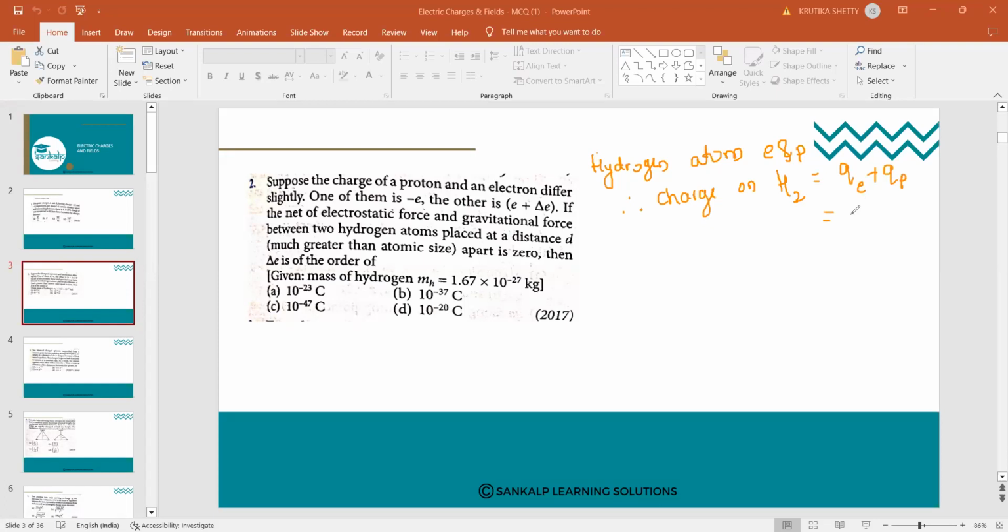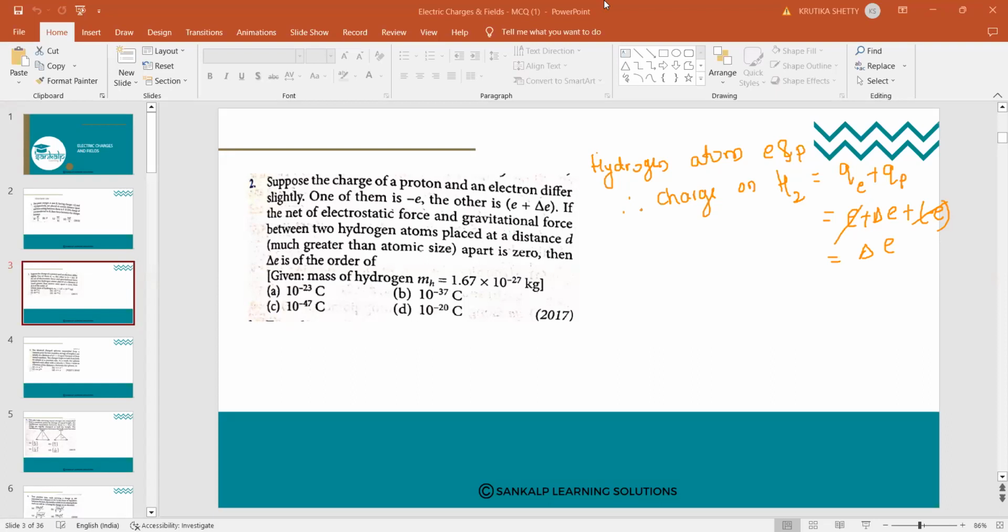So charge of electron is E plus delta E. Next, plus charge of proton is how much? From the question it is minus E. So minus E plus E will get cancelled. The total charge on the hydrogen atom is delta E. If anyone did not understand, you can ask me to repeat it. So first we require the total charge of the hydrogen, which is the charge of electron plus charge of proton. Take whatever value is given.